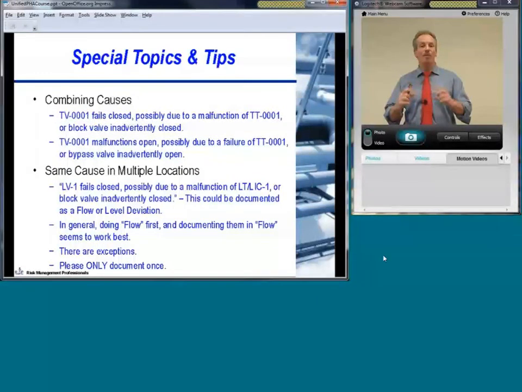The first example is a temperature control valve failing closed, possibly due to malfunction of the transmitter or a block valve being inadvertently closed. All three of those specific initiating events lead to the same consequences, so if it doesn't change your result and you're evaluating it properly, combining causes can save a lot of team time and lead you to your conclusion with much cleaner documentation, as long as you're properly considering all those different failure modes.